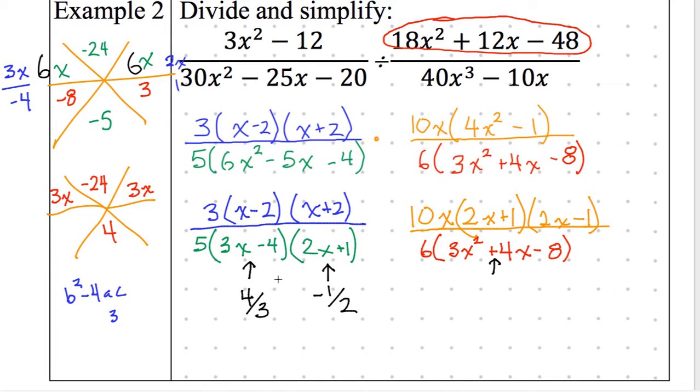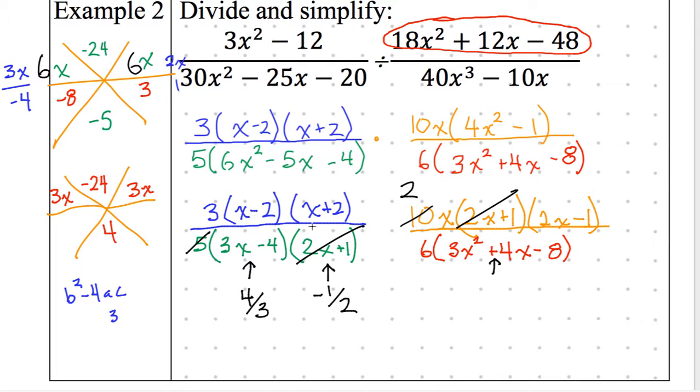Does anyone see things we can cross off? 2x plus 1. Anything else? I see something. The 3x. Do you simplify 6 and 3 and 10 and 5? Yeah. 10 and 5. This 10 turns into a 2, and that 5 gets canceled out because 10 divided by 5 is 2.